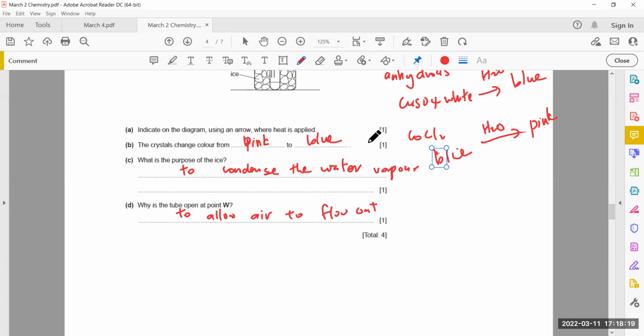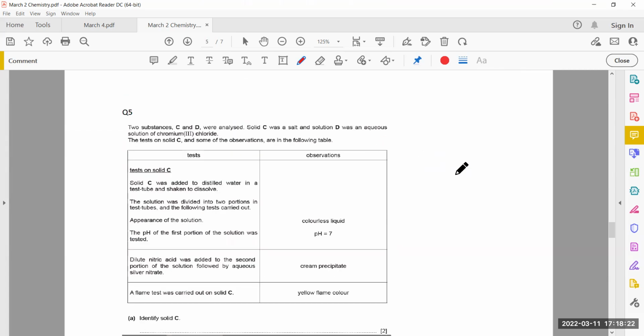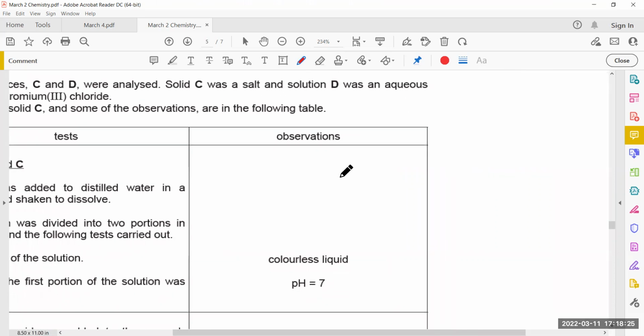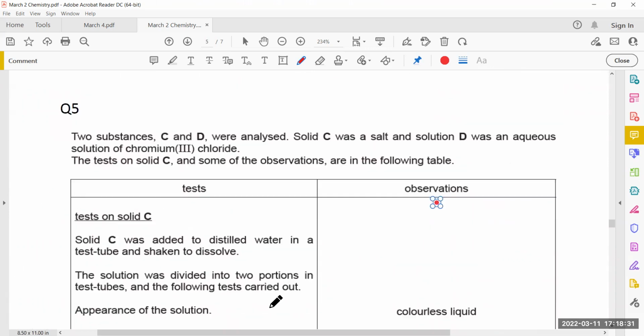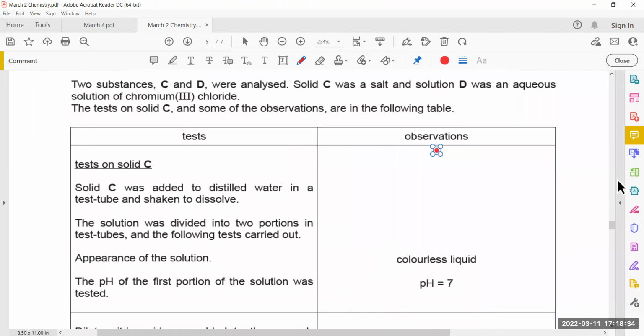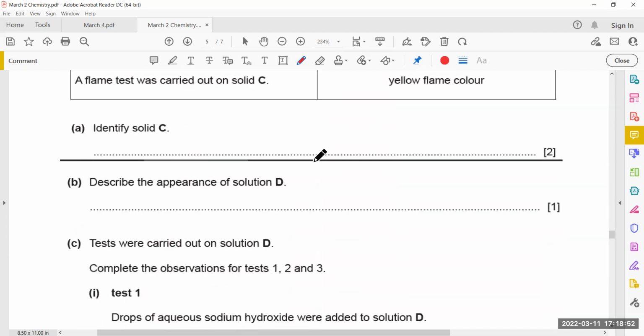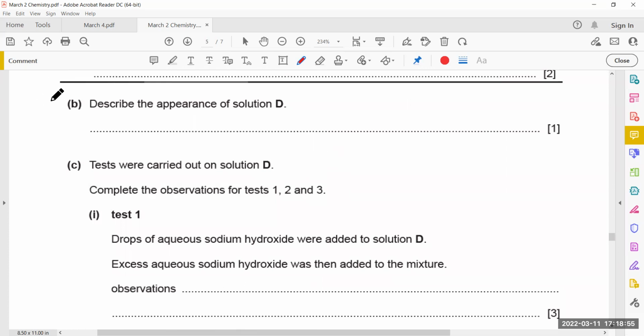Okay. Can I continue? Okay, yeah. So I asked you to do this question as well. Two substances C and D were analyzed. Solid C was a salt solution and D was aqueous chromium trichloride. So they already tell you D is chromium trichloride. For the one that they tell you what it is, you're supposed to say what you see.